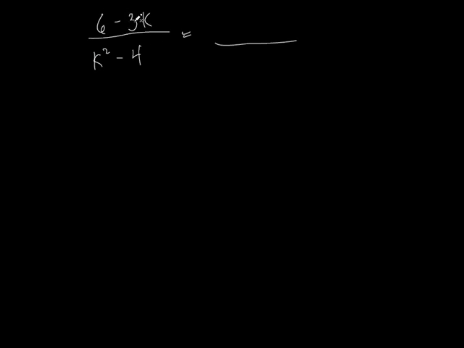Greatest common factor. Yeah, you factor it out. So what's in common with both of these? A 3. So you factor that out. That's a 2 minus k. All right? Look at the bottom. This is a difference, isn't it?